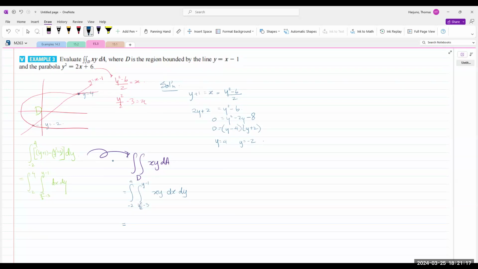Okay, negative 2 to 4, that's 1/2 x squared y from y squared over 2 minus 3 to y minus 1 dy. Now replace that.